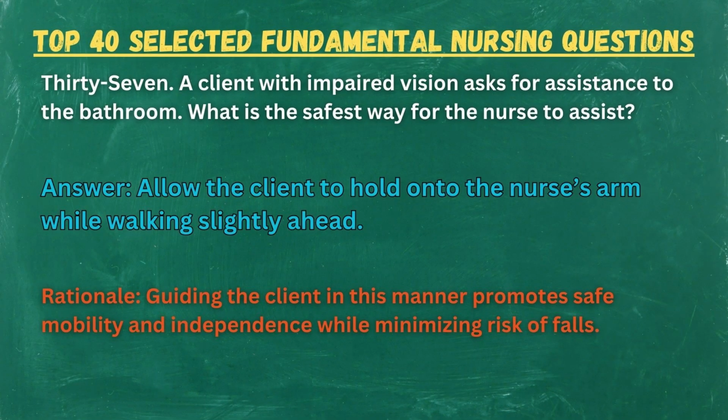37. A client with impaired vision asks for assistance to the bathroom. What is the safest way for the nurse to assist? Answer: Allow the client to hold onto the nurse's arm while walking slightly ahead. Rationale: Guiding the client in this manner promotes safe mobility and independence while minimizing risk of falls.